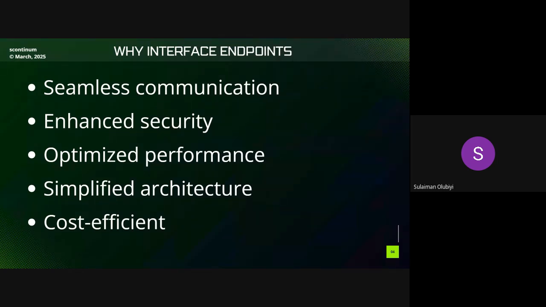So if you are running Simple Notification Service, Simple Queue Service, CloudWatch, Lambda, talk of any service, you need to use interface endpoints. Enhanced security is within the AWS private network, so it's not something that is exposed. Then optimized performance. We all agree that the latency to go to the internet is very high compared to when it's not going through the internet. It's going through the dedicated AWS network.